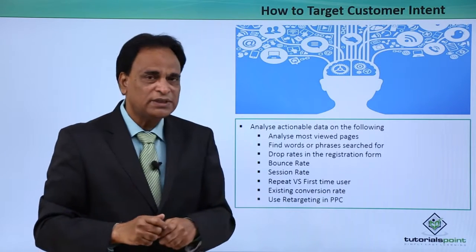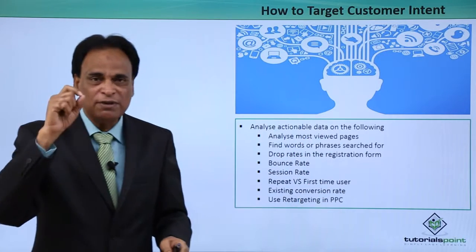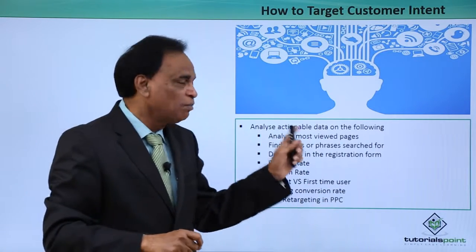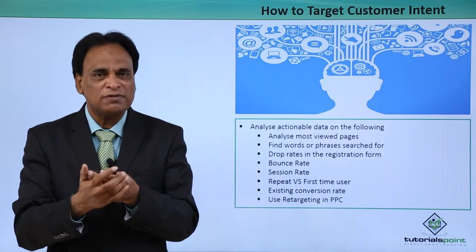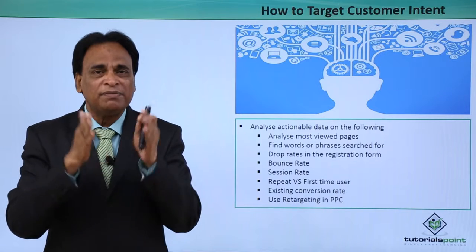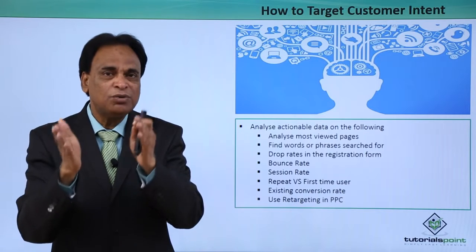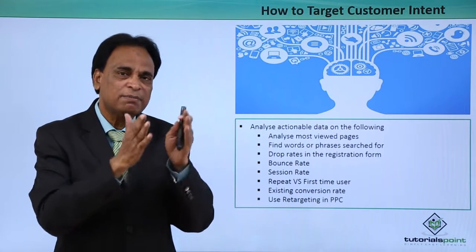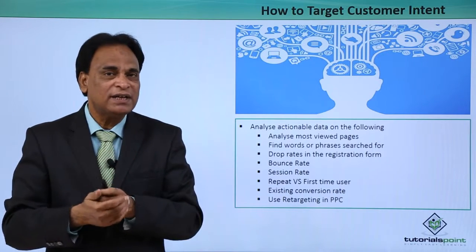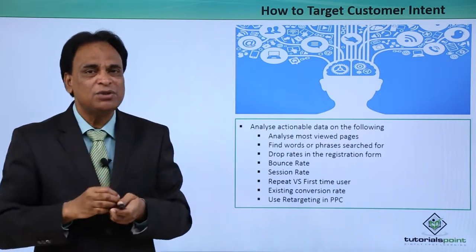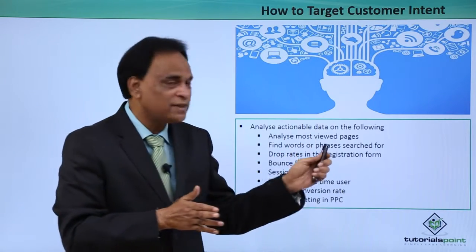Now, how can you actually target the customer intent here? Analyze actionable data based on the following information. Analyze most viewed pages. If you have analytics installed on your e-commerce website or any other website, the analytical information will provide you the data related to the most viewed pages by the users, and that will tell us what the customer is actually looking for based on the demography and the geography.